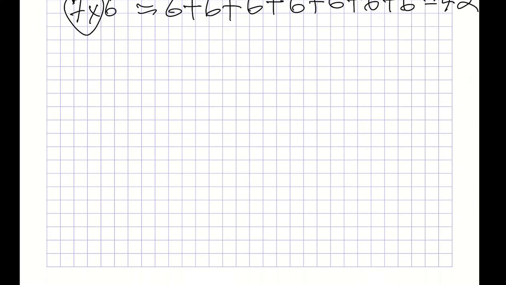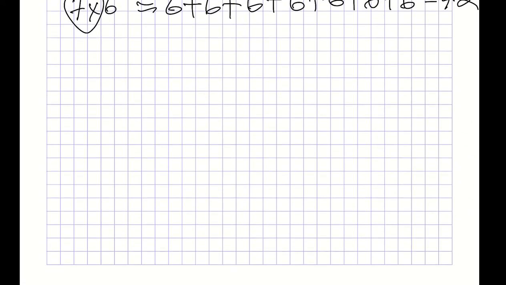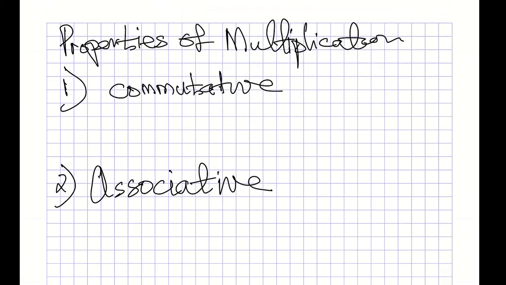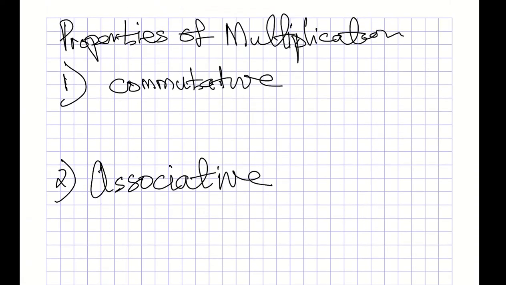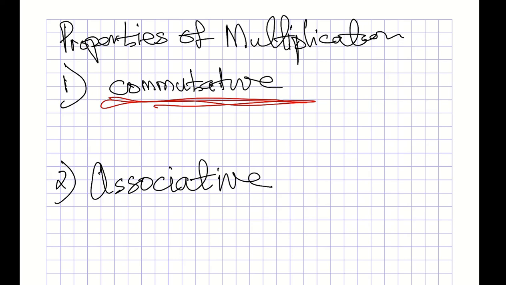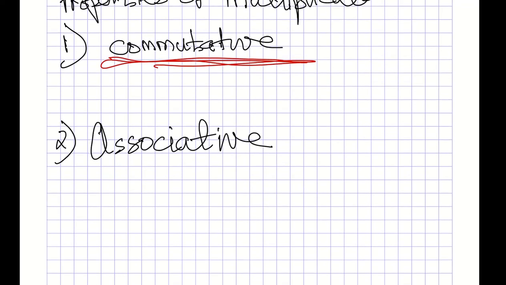And then there are a couple of properties I want to share with you about multiplication. Two of them. Multiplication is commutative. What does that mean? It means the order you write the numbers does not matter.